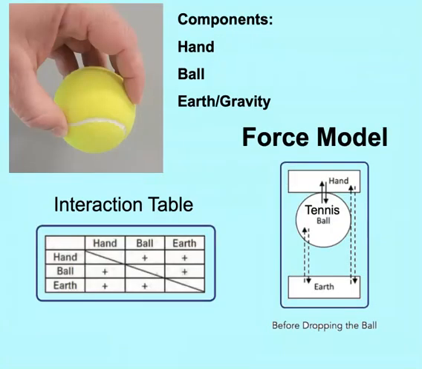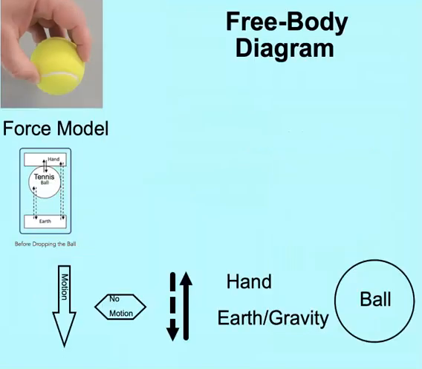So again, quick review. We're looking at me holding a tennis ball, so the components are the hand, the ball, earth/gravity. We know how to do an interaction table. We know how to do a force model. So our next step is to figure out how to do a free body diagram. So I have this set up here, and these are the items I will be using to draw the free body diagram. I have them already pre-made to make this a little bit faster.